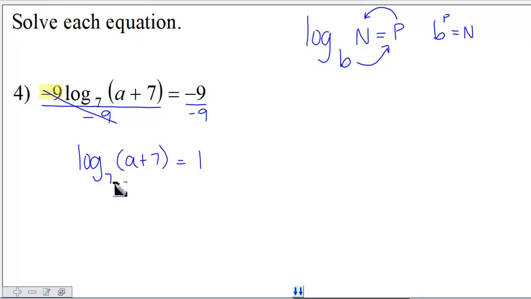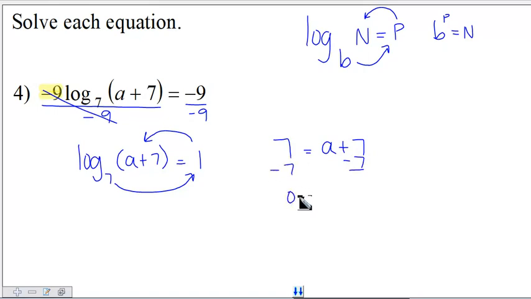Now I have a single logarithm, and I can use the loop to solve it. I'll take my base number, raise it to this power, and set it equal to this number. So 7 to the first power is equal to a plus 7. To solve, I'll simply subtract 7 from both sides, and so a is equal to 0. Again, test it. If I put a 0 here, does this remain positive? 0 plus 7 is 7. So yes.